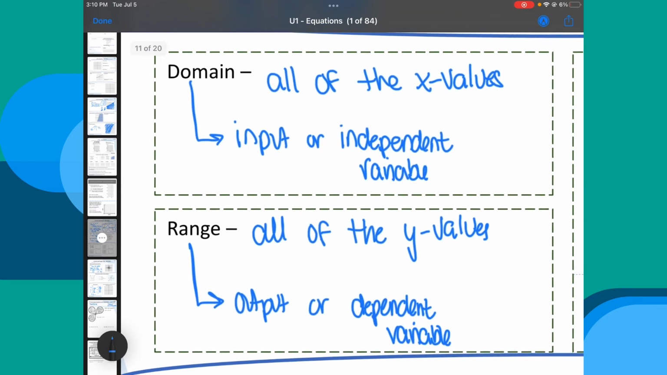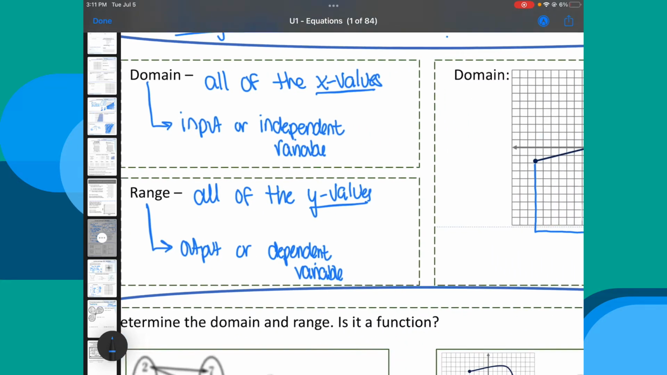Within data sets, we have our domain, which is our x values, also known as input or independent variable, and then we also have range, and range is the y values. Range is also known as output or dependent variable.